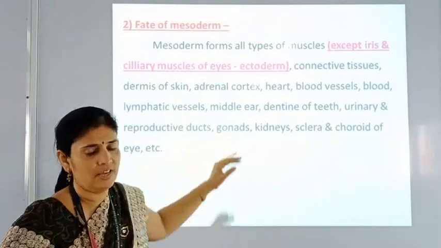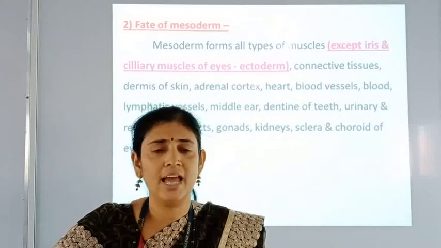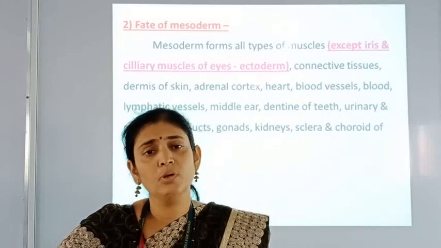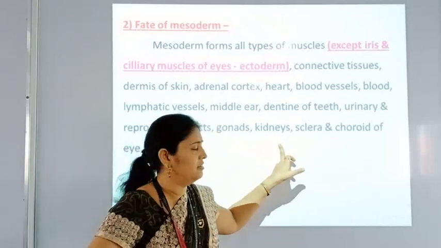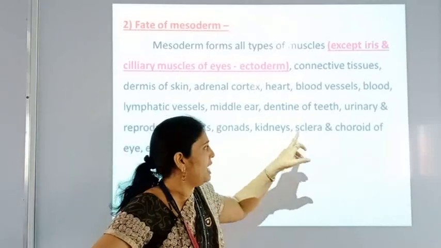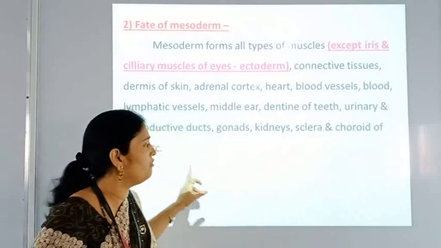Then gonads, male gonad as a testis and female gonad as a ovary. Both these gonads are derived from this mesoderm. Then kidneys are also derived from the mesoderm, and sclera and choroid of eye.